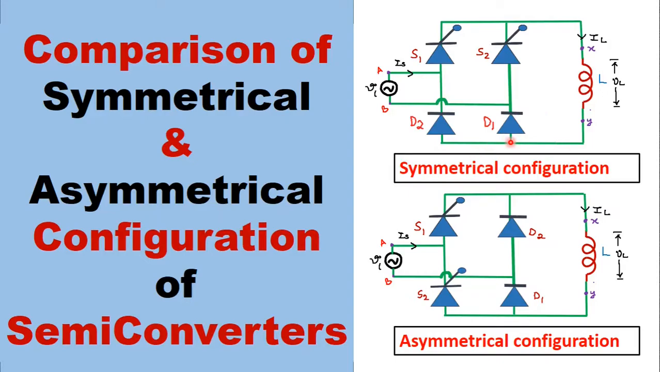This is the circuit diagram of symmetrical configuration of semiconductor. Here we can see that we are using two SCRs and two diodes, but this SCR1 and D2 are connected on the same leg, whereas this SCR2 and D1 are connected on the same leg. And in the asymmetrical configuration, again we are using two SCRs and two diodes, but SCR1 and SCR2 are connected on the same leg, whereas D1 and D2 diodes are connected on the same leg. So this is the difference between the circuit diagrams of these configurations.